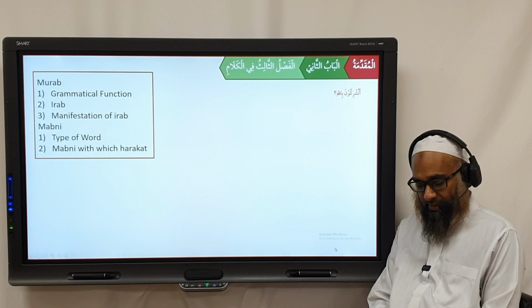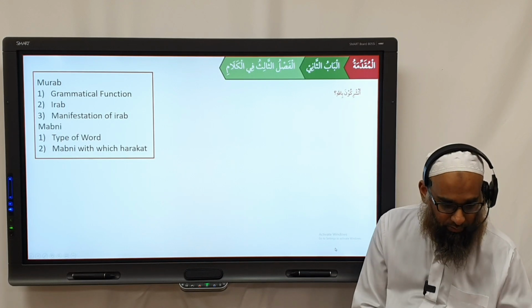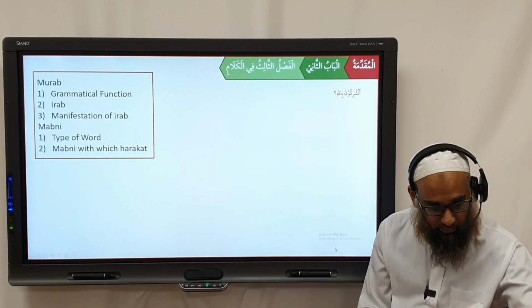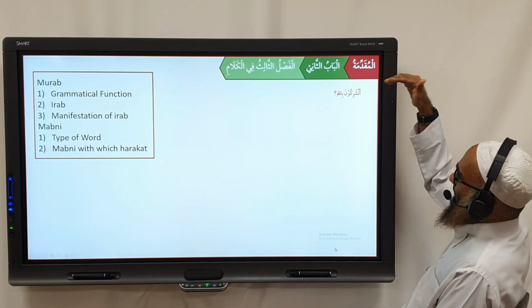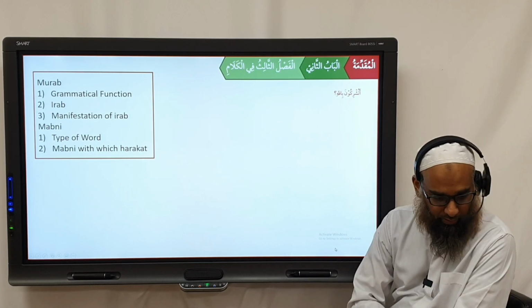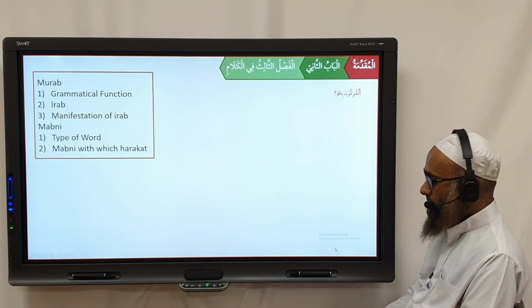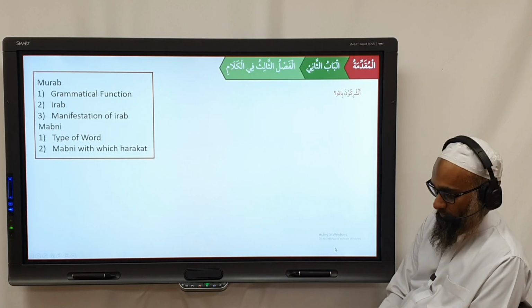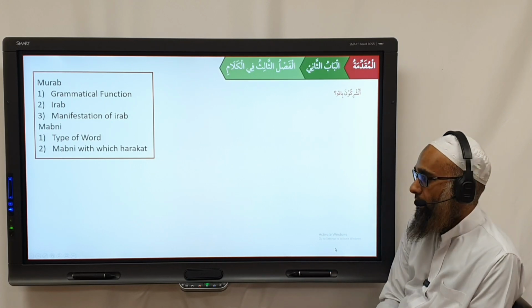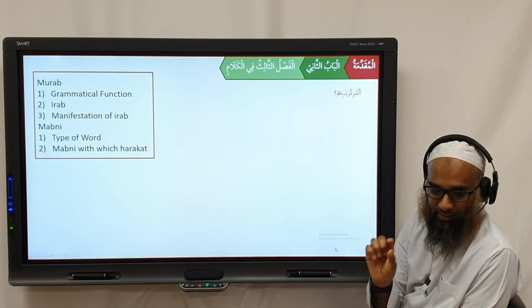Bismillahir Rahmanir Rahim. So let us continue with the I'rab. We have atushrikuna billah. Break down each individual word. It's not mabni al-sukun.